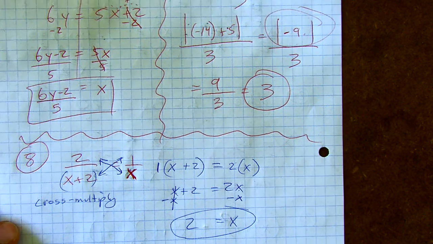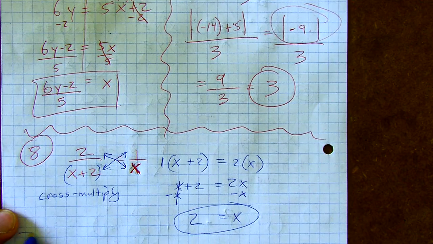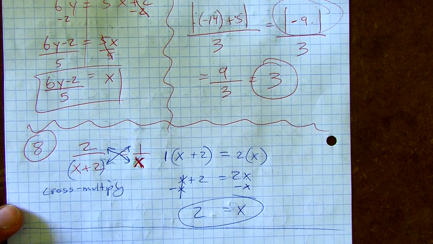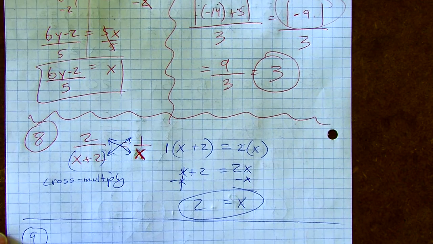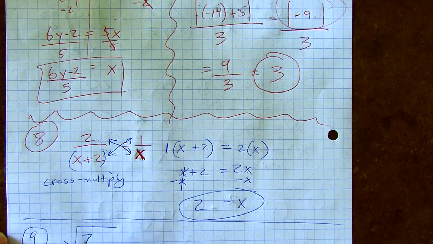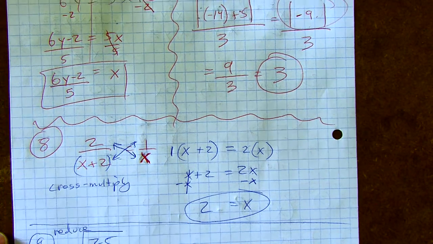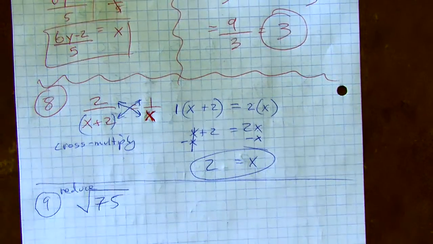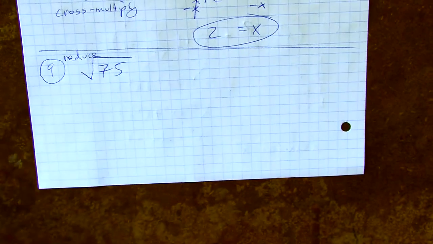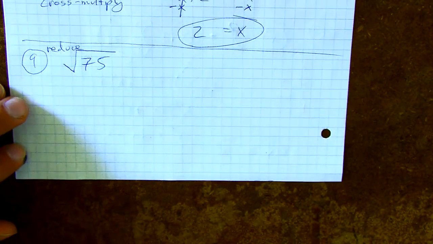Everything so far are mostly things we've touched on in the year. This one, we did not touch too much. 75. So we need to reduce this. We need to reduce the square root of 75. Let's see about that. Okay. This might be kind of hard.